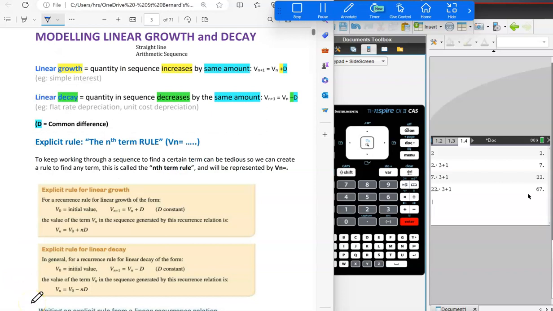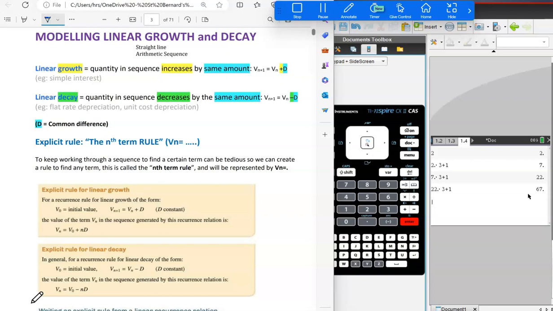So now we're going to look at modeling linear growth and decay. We're going to be talking about financial things, so money. When we talk about linear growth, our investments are growing, the money is getting bigger. It can also be your loan is getting bigger. So linear actually means a straight line. When we say modeling, it means a situation.